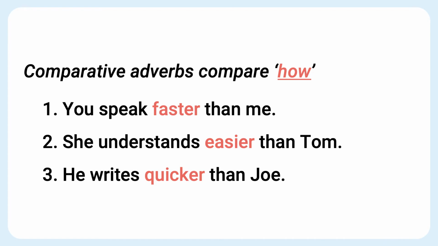So this time we don't have the ly adverbs, we have the er adverbs. So you speak faster than me, she understands easier than Tom, and he writes quicker than Joe. And again, these are comparative adverbs. This time they don't have the more, they use the er, and that's still fine because they're functioning as adverbs. They're influencing or adding information to the verb speak, understand, and write.